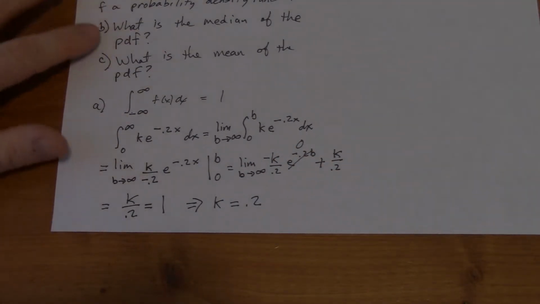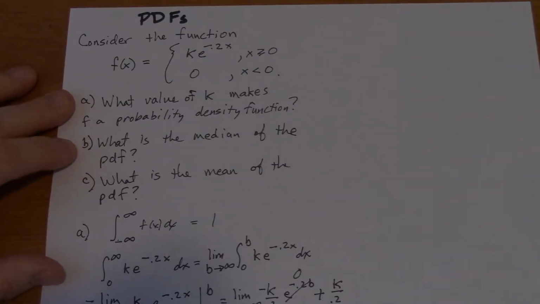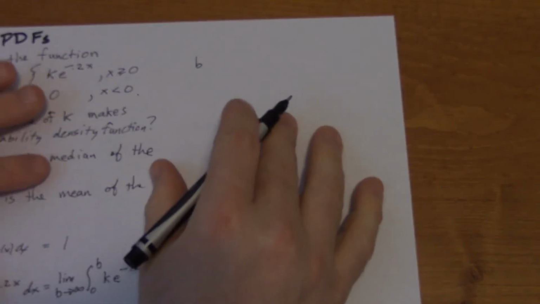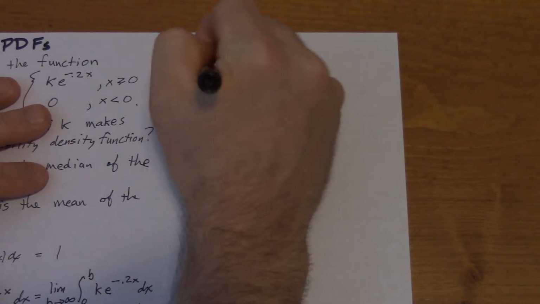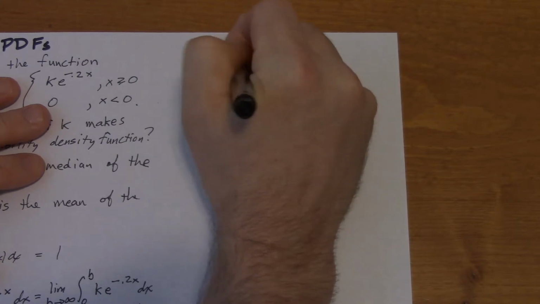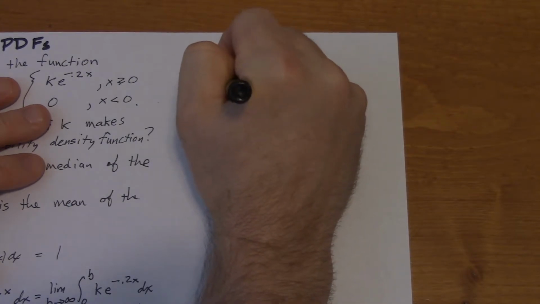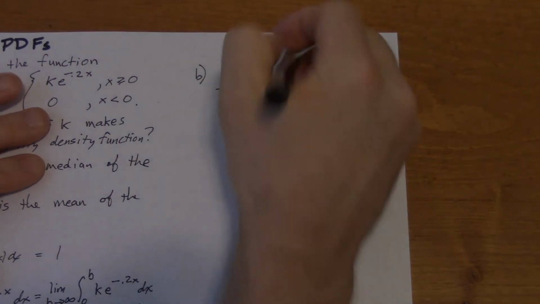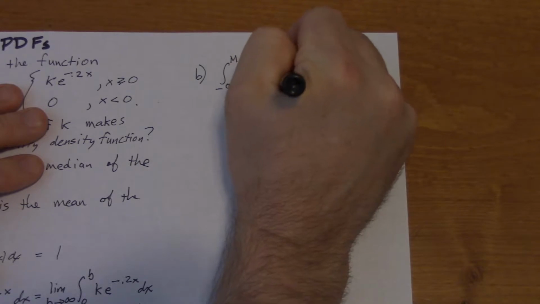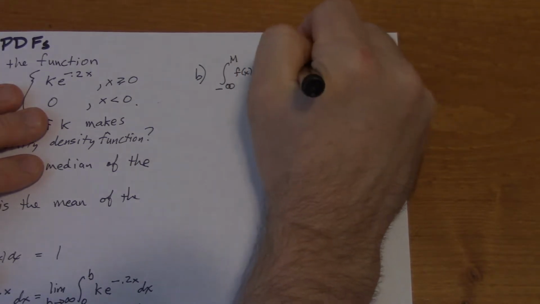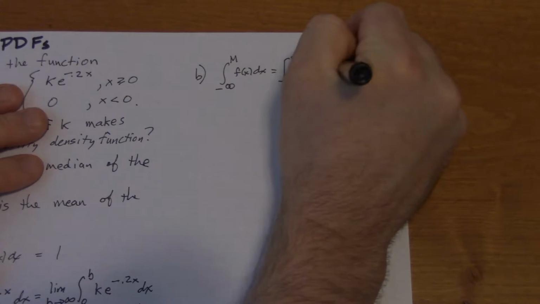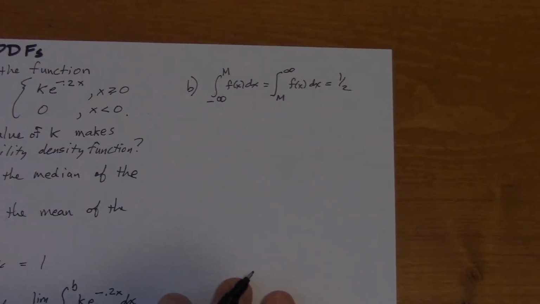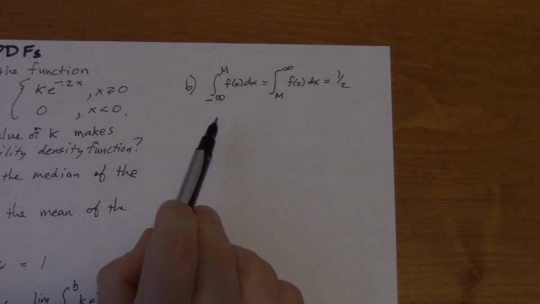Alright, part B. It says we want to know what is the median of the probability density function. So we'll start up here. For part B, the definition of the median is the value of m such that the integral from negative infinity to m of f of x dx is the same thing as the integral from m to infinity of f of x dx. Those should both equal 1/2, so exactly 1/2 of the area is on either side of this value of m.